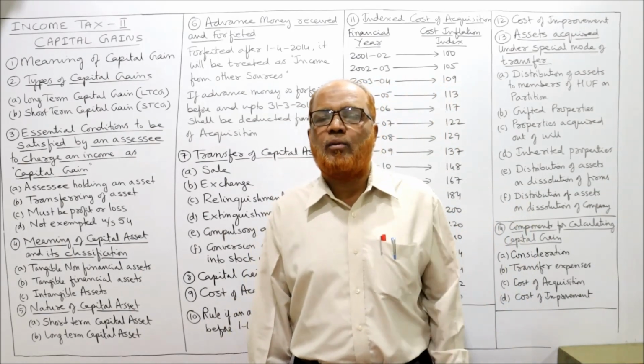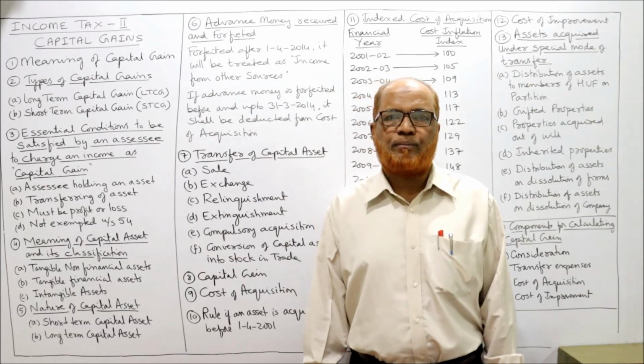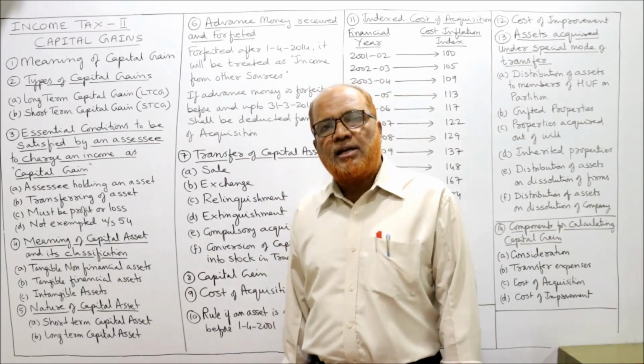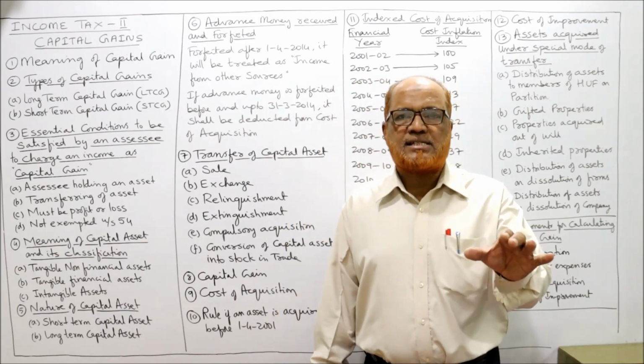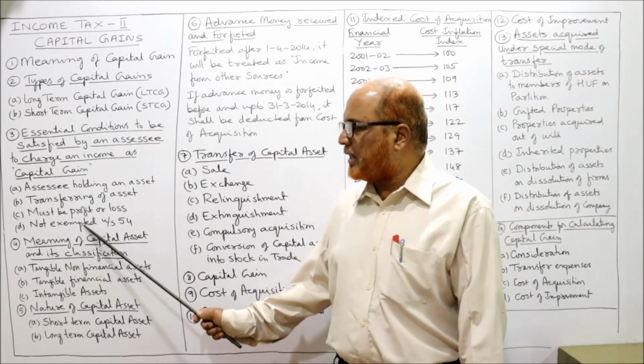Later on in this theory, I am going to explain the exemptions to be given under section 54 from income from capital gain. So these are the conditions to be satisfied by the assessee so that his income is chargeable under income from capital gain.